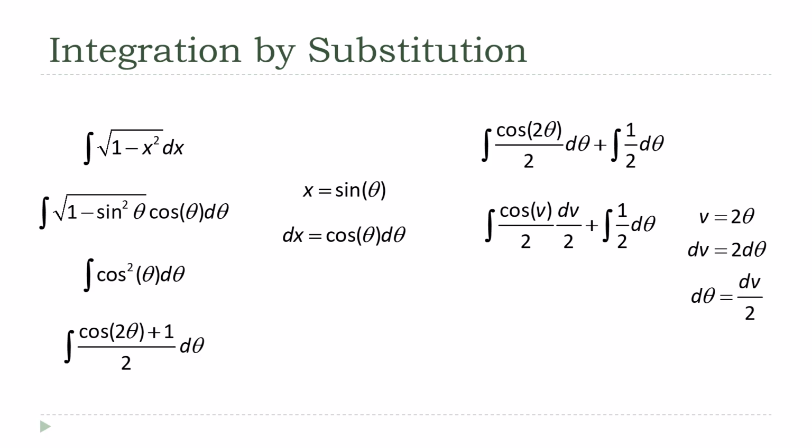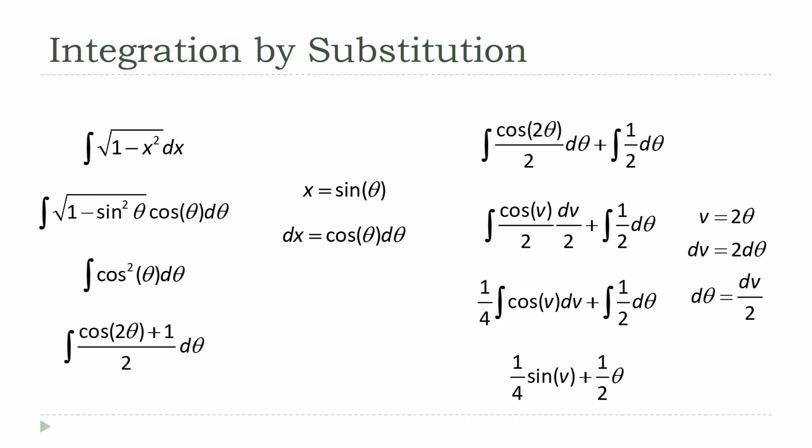This becomes cosine v over 2 times dv over 2. All right, so let's pull the constants out. That part becomes 1/4 integral cosine v dv, and I know what that is. I know a function whose derivative is the cosine. It's the sine. So this becomes 1/4 sine of v plus, and I went ahead and did that second integral now, 1/2 theta, of course, plus a constant.